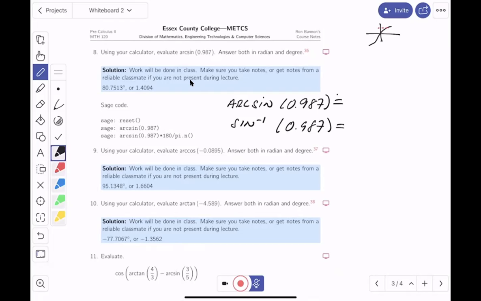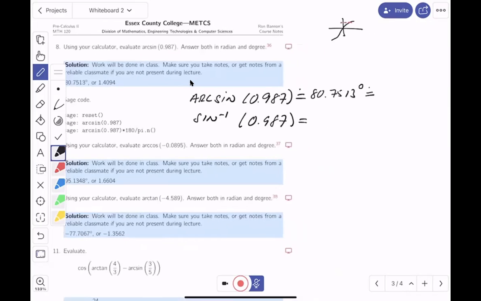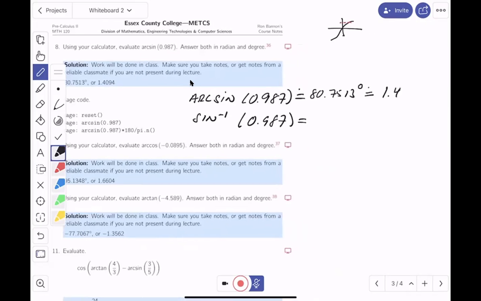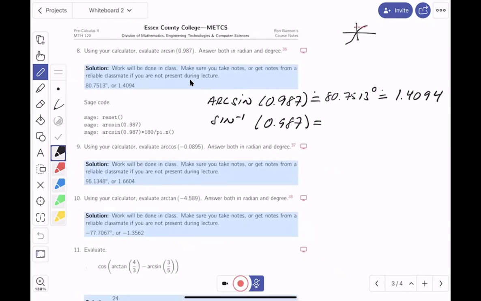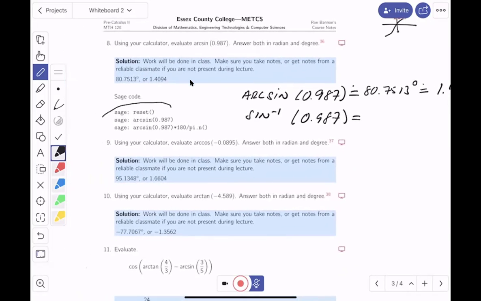And what is it going to return? I'm hoping if you do it to 4 decimal places, you would get 80.7513 degrees. And if you were in radian mode, it would return 1.4094. Make sure to go back and forth between the two. If you look at my notes, by the way, I put down the SAGE code for doing that problem. All right, you can use SAGE if you like.